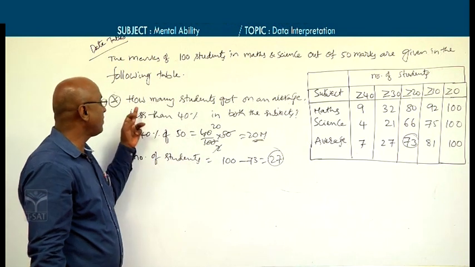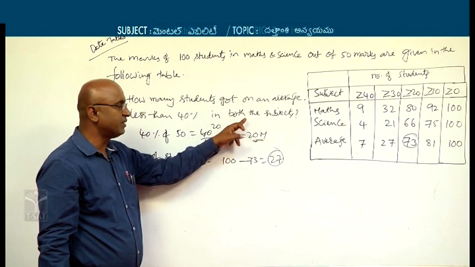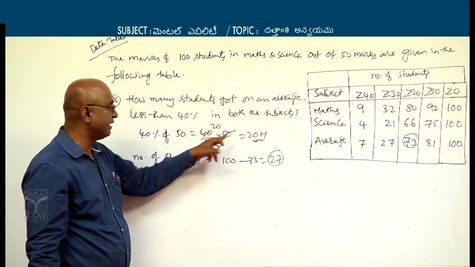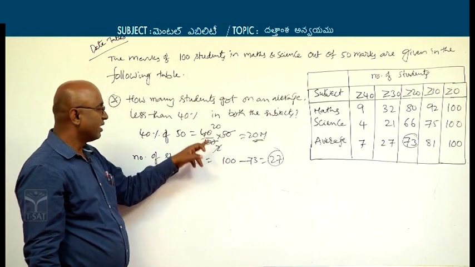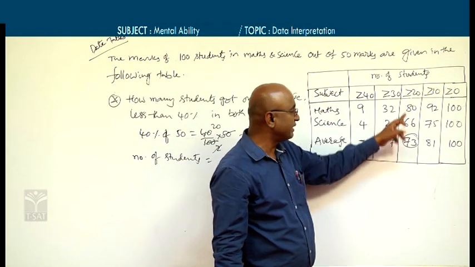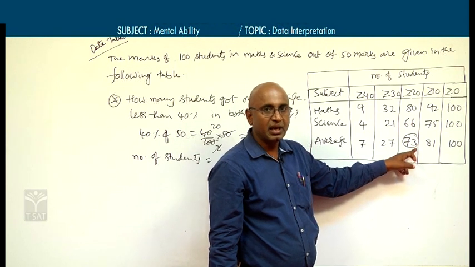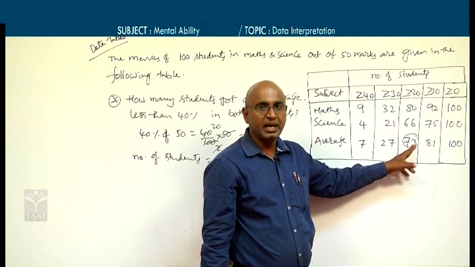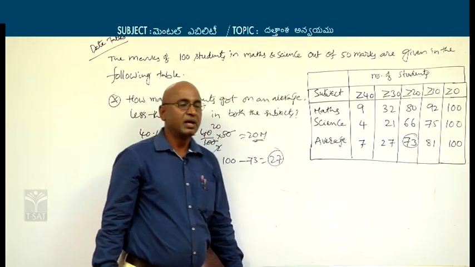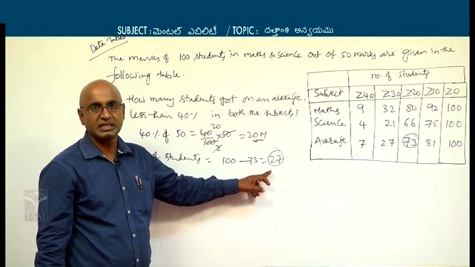One more time you see the problem. How many students got on an average less than 40% in both the subjects? Less than 40%. What is 40% of 50? It is 20 in both the subjects. ఎంత మార్కులు 20 మార్క్స్ కంటే తక్కువ వచ్చిన వాళ్ళు కావాలి మనకి. కానీ ఇక్కడ 20 మార్క్స్ కంటే ఎక్కువ వచ్చిన వాళ్ళు ఉన్నారు. 20 మార్క్స్ కంటే ఎక్కువ వచ్చిన వాళ్ళు 73 అంటే 100 మందిలో 73 మందిని తీసివేస్తే మిగిలిన వాళ్ళు ఎవరు అవుతారంటే 20 మార్క్స్ కంటే తక్కువ వచ్చిన వాళ్ళు అవుతారు. సో ద రిక్వైర్డ్ ఆన్సర్ ఈజ్ 100 minus 73 is equal to 27.